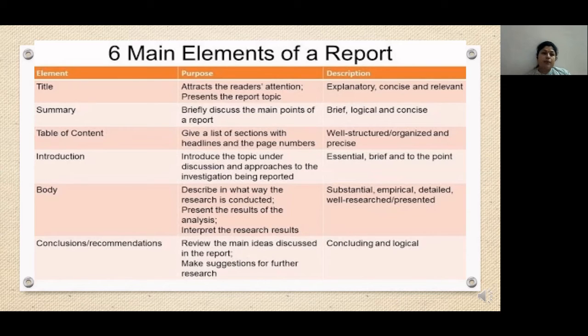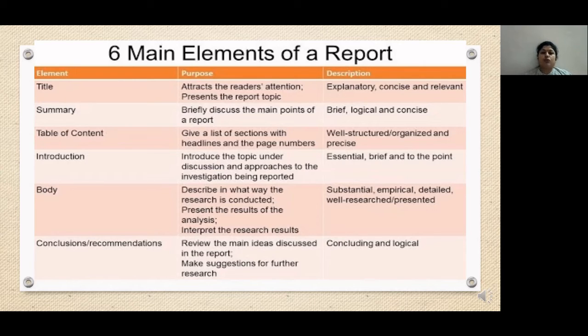Then we have table of content. It gives a list of sections with headlines and page numbers. Table of contents, as you know, you have gone through in books also. It consists of different sections and headlines with which you can directly move to that particular page number. It will be well structured, organized, and precise. Well structured means one after another, you can directly move on to different sections if you want to.